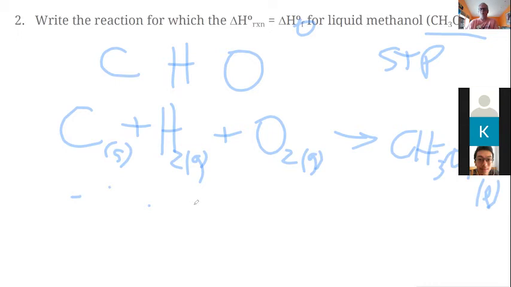You need 2 methanols because there's 2 oxygens. And so now there's 8 hydrogens, so you need 4 hydrogens on the left side. And what about carbon?